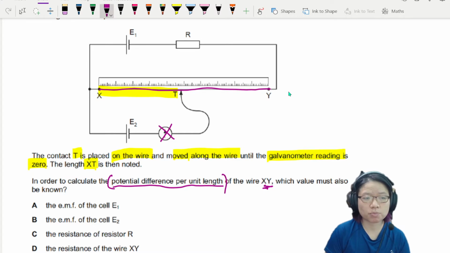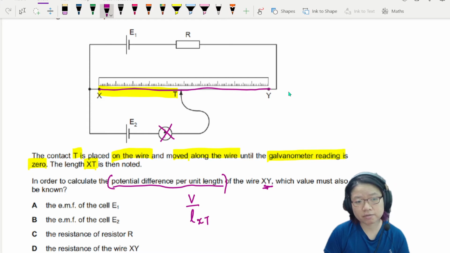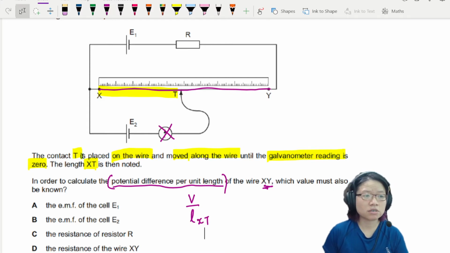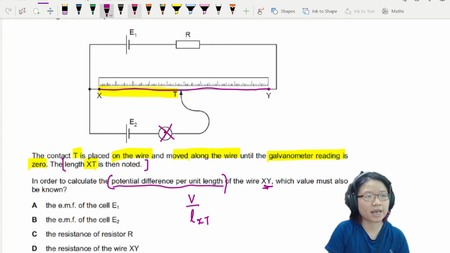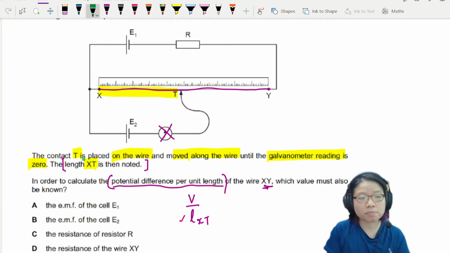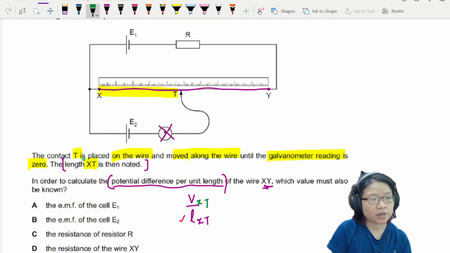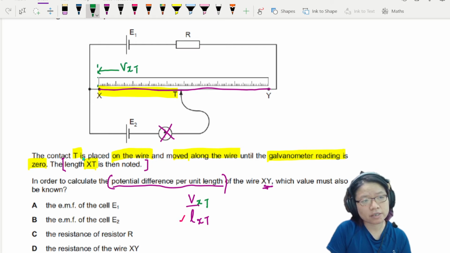If I want to find potential difference per unit length, I already know the length of xt. It says here, length xt is noted. So this one I already have, no problem. But what I actually need is the potential difference from x to t. So I need to be able to find Vxt.